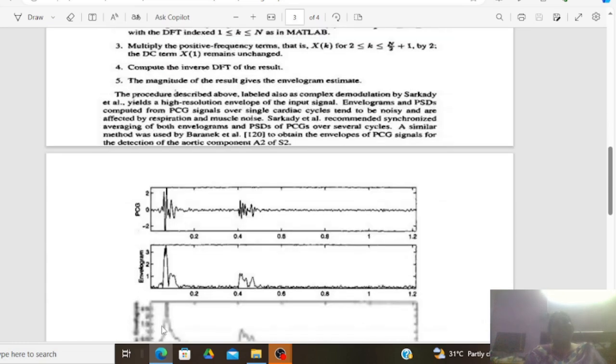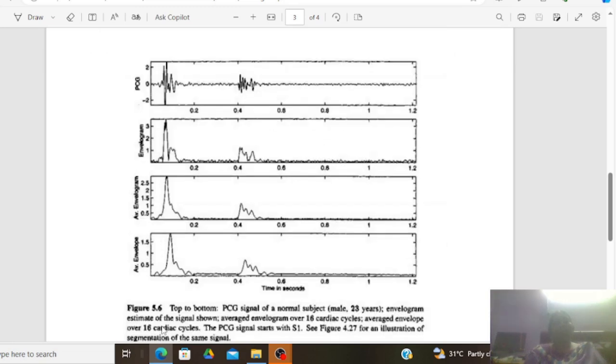If you see the signal, the first one represents the PCG signal, in which the third and fourth heart sounds are very low in amplitude compared to the first two heart sounds. Here we apply the envelogram and obtain the signal in the frequency domain. Then we average the envelogram, because we apply it over multiple cycles, and obtain the average envelogram. Finally we obtain the average envelope. The last signal represents the average envelope.